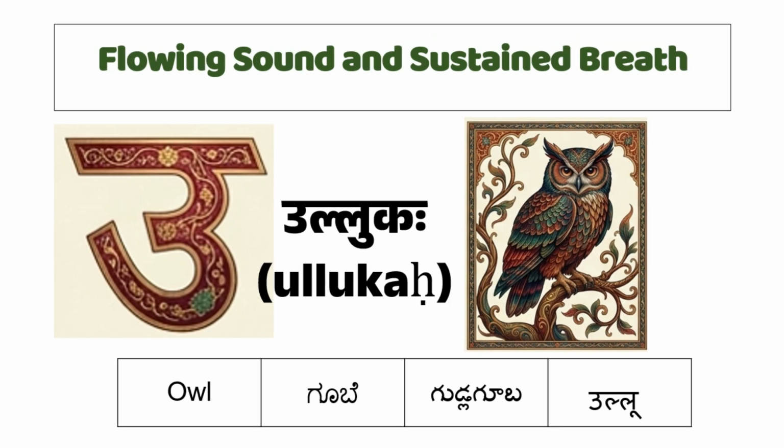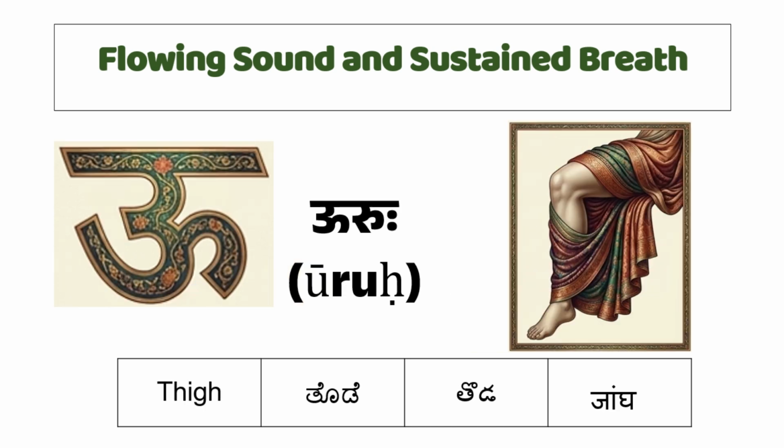Ullukaha, which means in English owl, in Kannada gube, in Telugu gudla guba, in Hindi ullu. Uruhu, which means in English thigh, in Kannada tode, in Telugu toda, in Hindi jang.